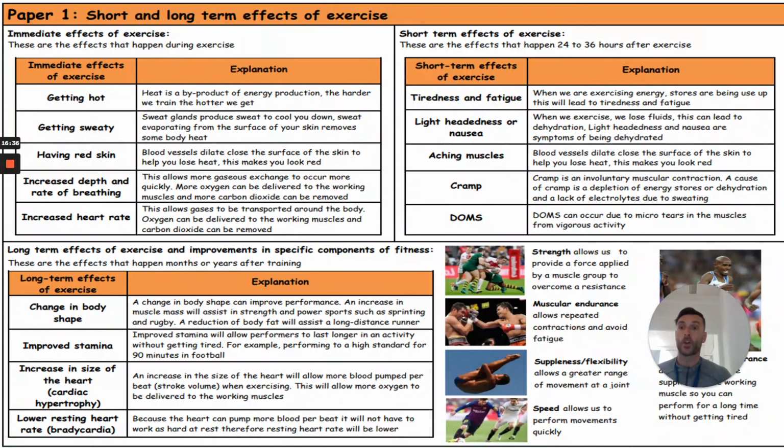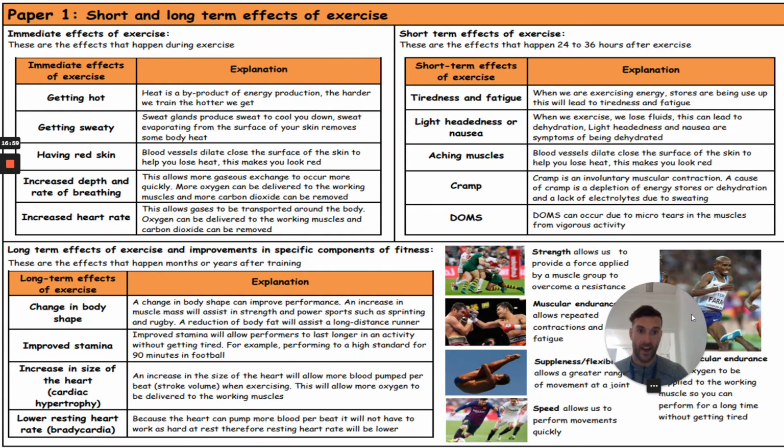And then finally, we've got the long-term effects of exercise. Long-term effects of exercise are things like changing body shapes. You'll get more muscle mass, okay, you can lose body fat, okay, you get improved stamina, improved cardiovascular endurance, you get increased size of the heart. So you get improved cardio, what's called cardiac hypertrophy, a stronger heart. You get a lower resting heart rate. These are all long-term benefits or long-term effects of exercise.